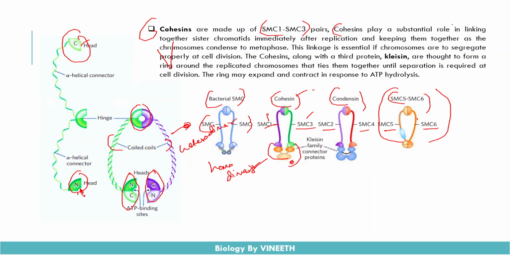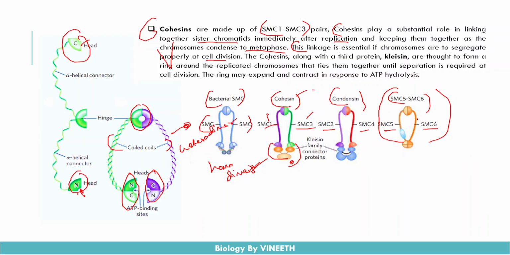Cohesins play a substantial role in linking together sister chromatids immediately after replication, just after the replication of interphase, S phase. These cohesins will come and bind with the sister chromatids and link them, keeping them together as the chromosomes condense into metaphase. So during the start of the prophase, they combine with the sister chromatids and do the condensation process. This linking is essential if chromosomes are to segregate properly during cell division.